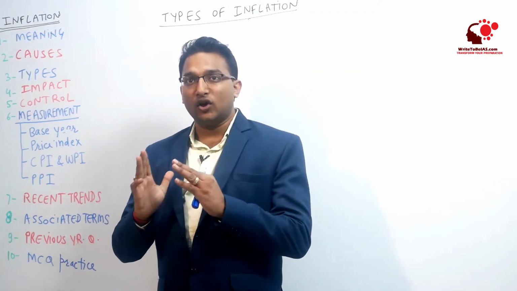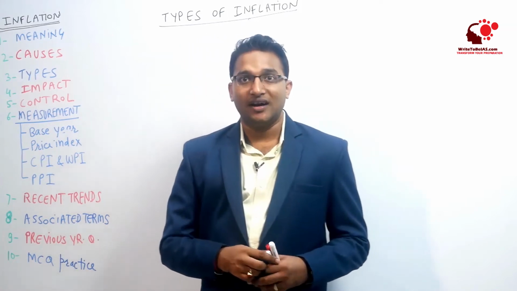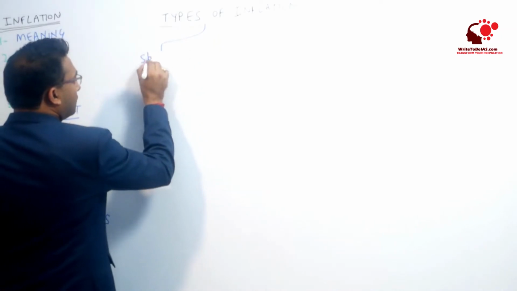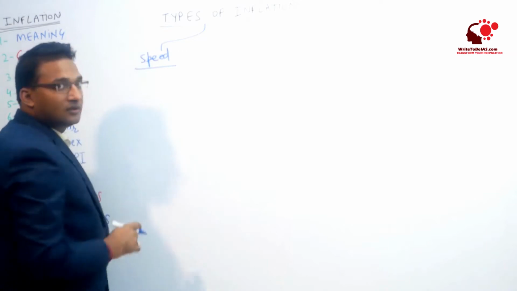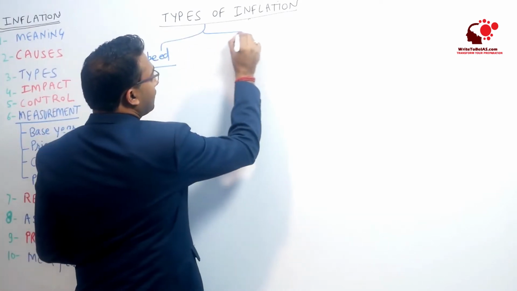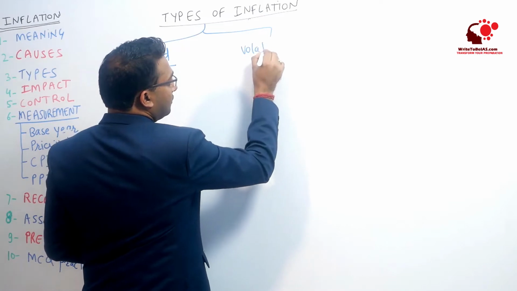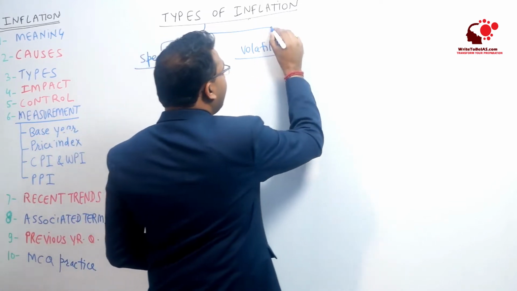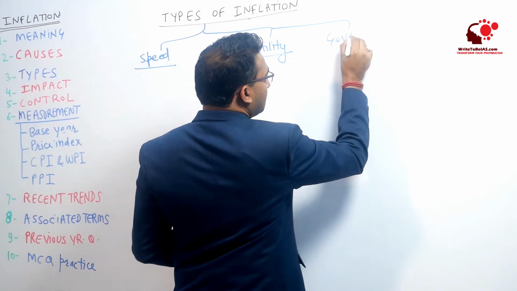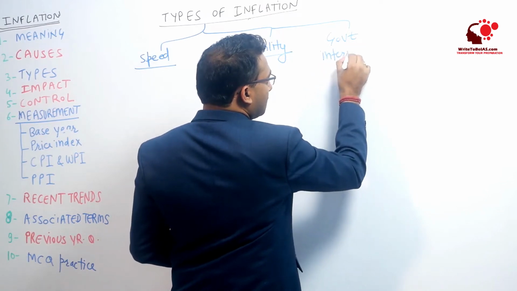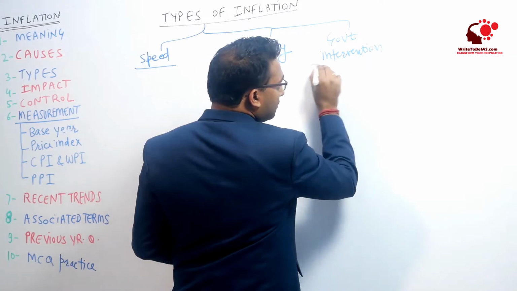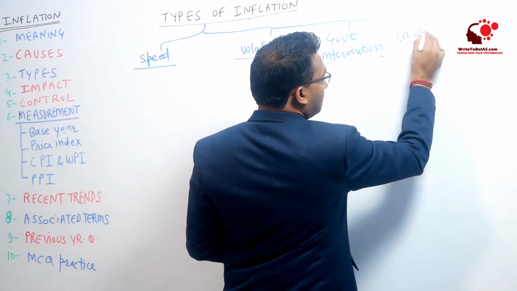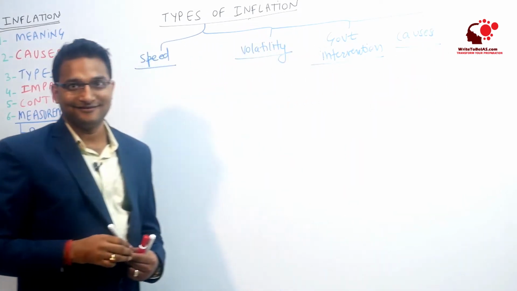Inflation can be categorized into four different categories. What are those categories? The first category is based upon the speed of inflation. The second category is based upon the volatility of inflation. The third category is based upon the government intervention, and the fourth category is based upon the causes of inflation, right?